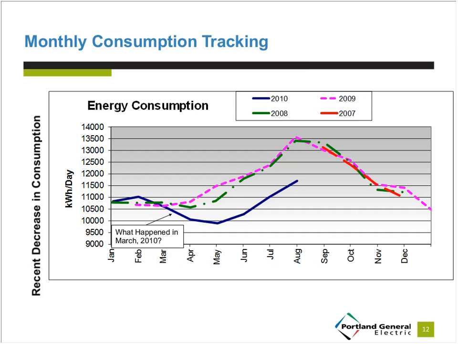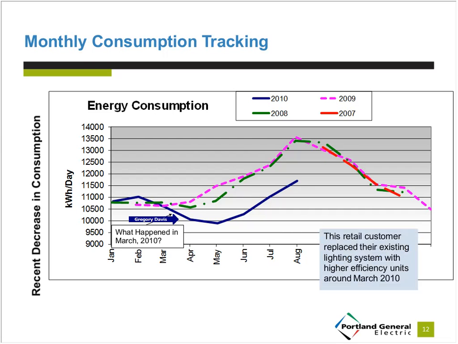This next slide is an example of a chart or a graph that you can make from your monthly data. In this particular case, we're looking at data from 2007, which started about here, and it runs through 2008, 2009, and 2010. You may notice for 2010, the blue line right here is much less than it was in 2008 and 2009. Essentially what happened here for this retail customer is they replaced their existing lighting system with a higher efficiency one right around March of 2010.